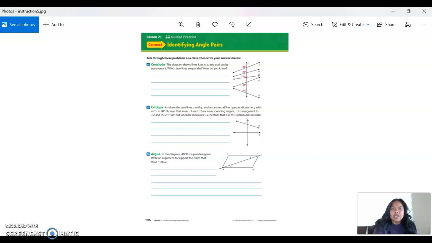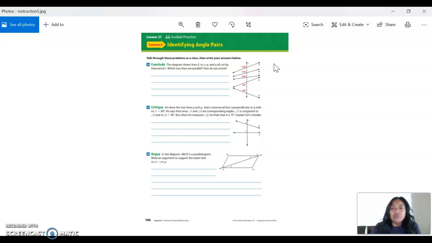The diagram shows lines L, so this is line L, M, N, P, and Q cut by the transversal T. Which two lines are parallel and how do you know? Based on what we learned the last few days, if lines are parallel and cut by a transversal, it forms congruent angles or angles that are supplementary or a linear pair.